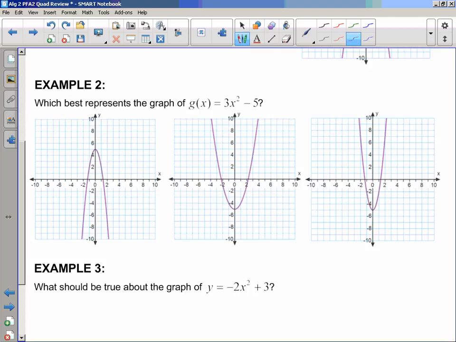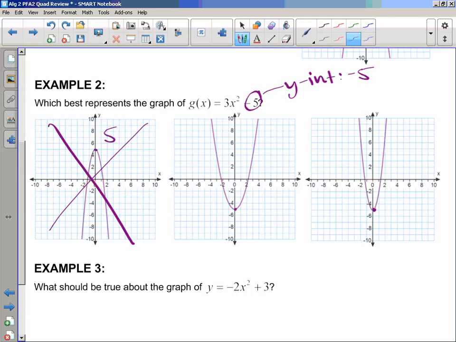Which best represents the graph of 3x squared minus 5? Okay. Looking at this, minus 5, that number, that means the y-intercept has to be -5. That rules out one option. Do you guys see which option that rules out? Hopefully you saw it rules out this one, because this has a y-intercept of +5. These have y-intercepts of -5.